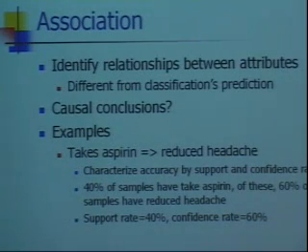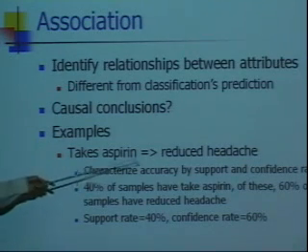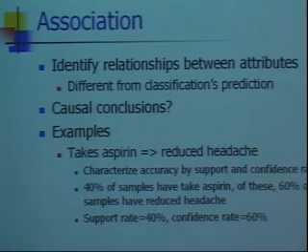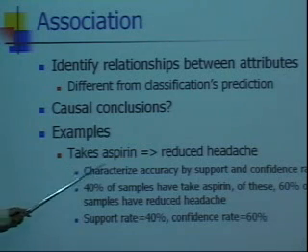For association mining, an example would be if you have a database of a clinical trial. Some people took aspirin, some people didn't. And you have recorded if the person has a reduced headache after such a time period. Then you would characterize how good this implication is.